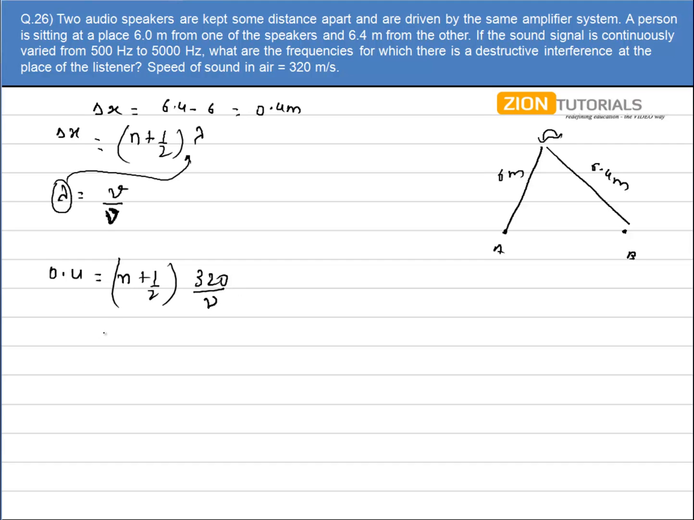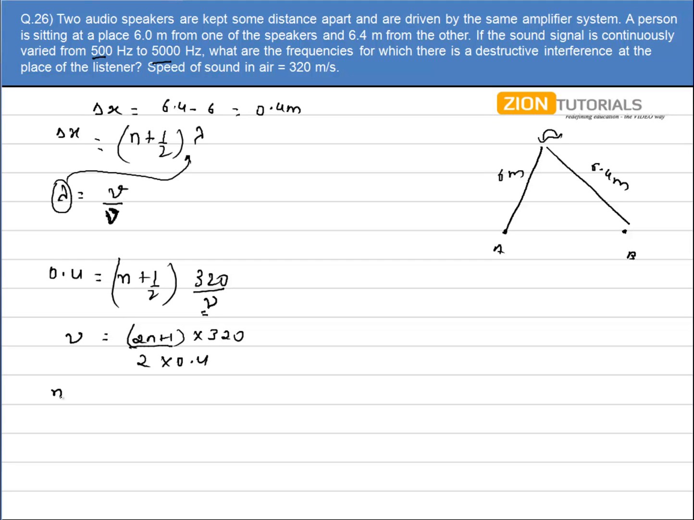Fine. Now what I have to do is, I'll substitute the value of n as 1, 2, 3, 4 and 5 and so on, and I'll get the respective values of frequency, and those frequencies will cause destructive interference which lie between 500 Hz to 5000 Hz. That is pretty simple, right? So nu comes out to be (2n plus 1) by 2 into 0.4 into 320.